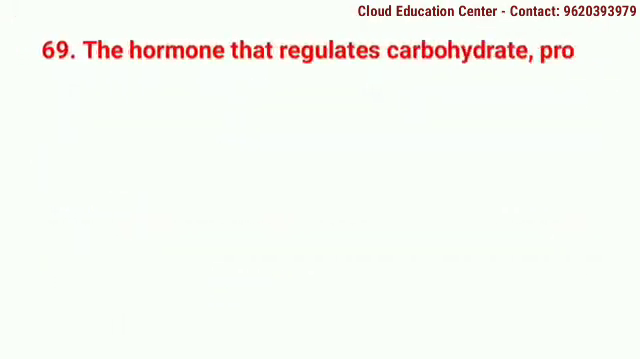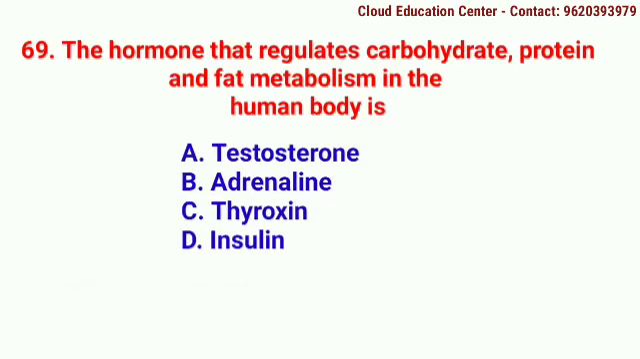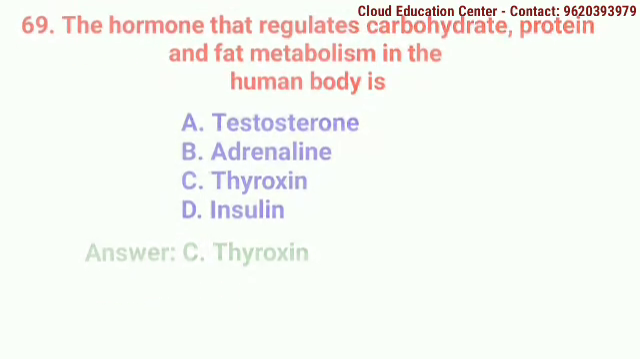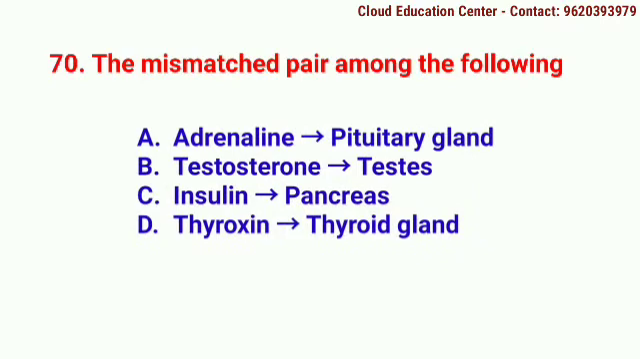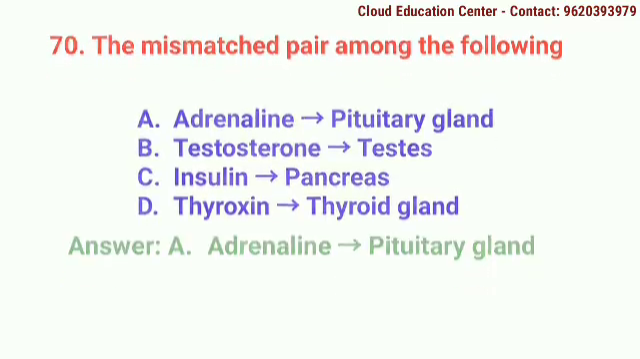The next question is, the hormone that regulates carbohydrate, protein and fat metabolism in the human body is. There are four options. In that, option C thyroxine is the correct one. The next question is, the mismatched pair among the following. There are four options. In that, the correct answer is option A adrenaline and pituitary gland.